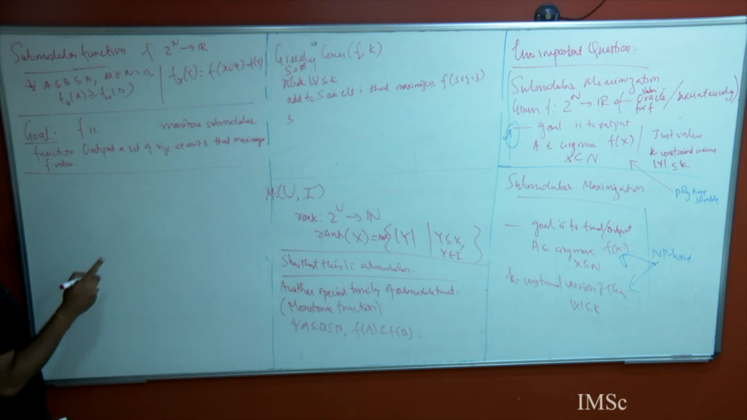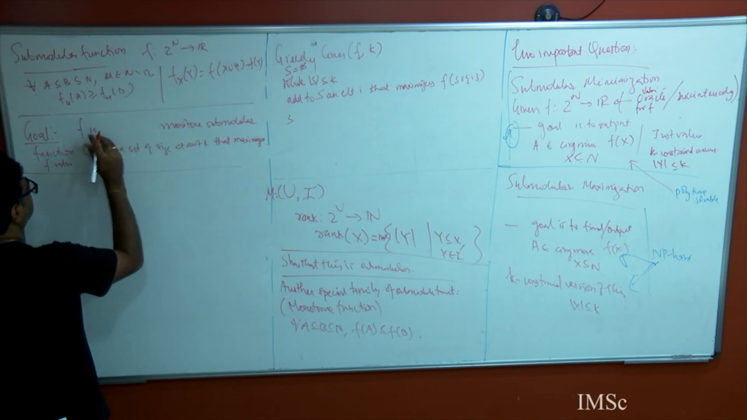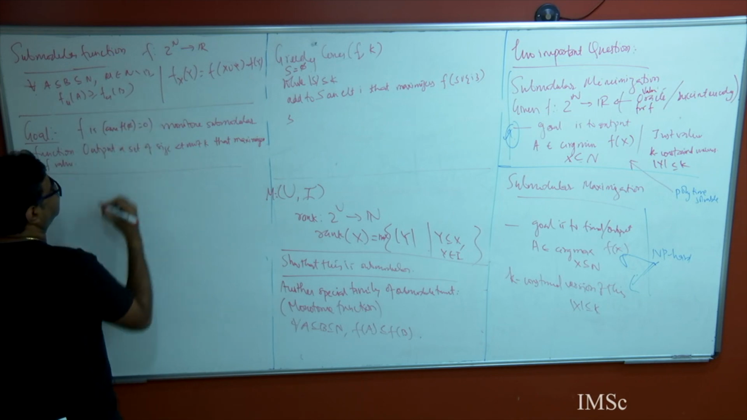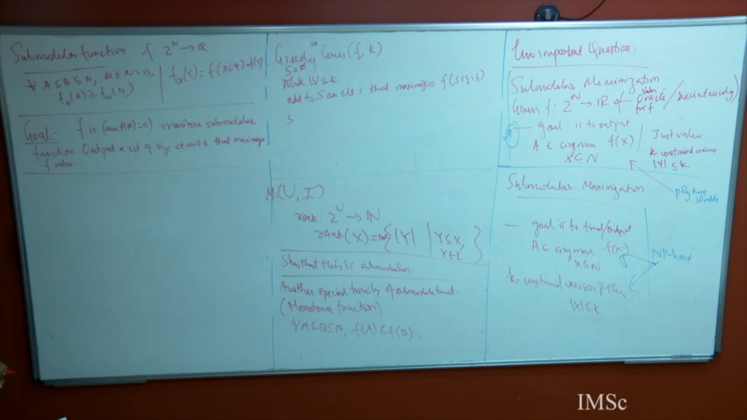Okay, f is a monotone submodular function, and I also assume f of phi is zero. Does that already automatically imply this is non-negative? Yes, because phi is contained inside everybody. So this is fine. Okay. So what do you think? How should we go? Suppose this is an algorithm.